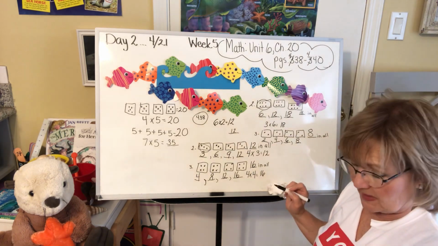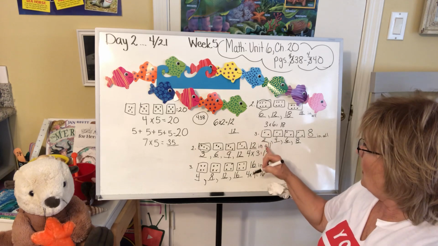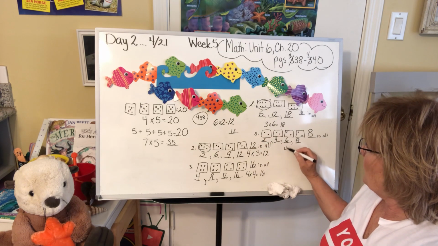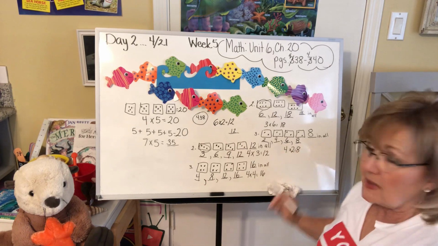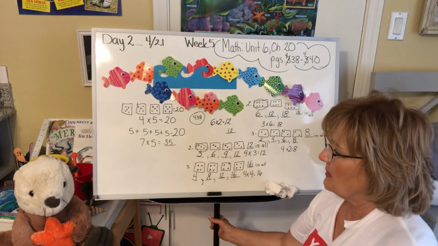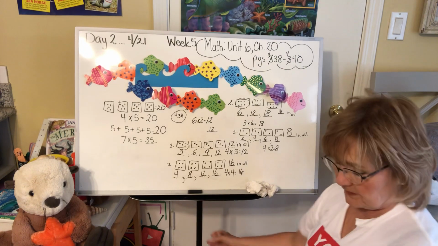Good. What's the multiplication sentence? How many groups you have? 4. How many in each group? 2. How many did that make? 8. Good. I'm going to scooch you a little bit.